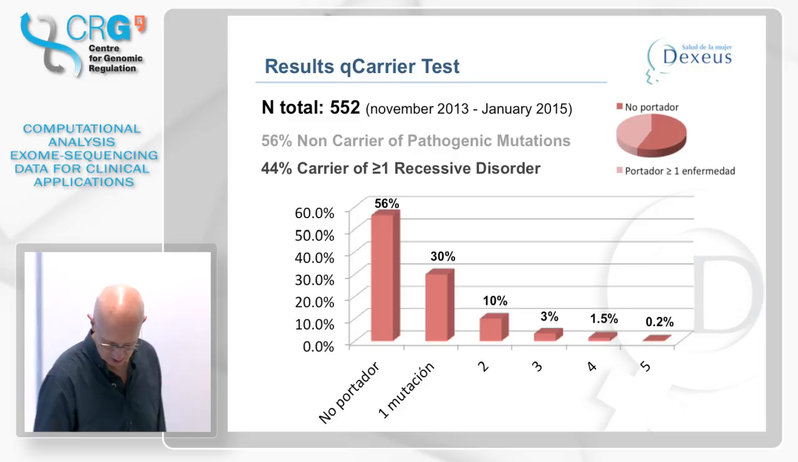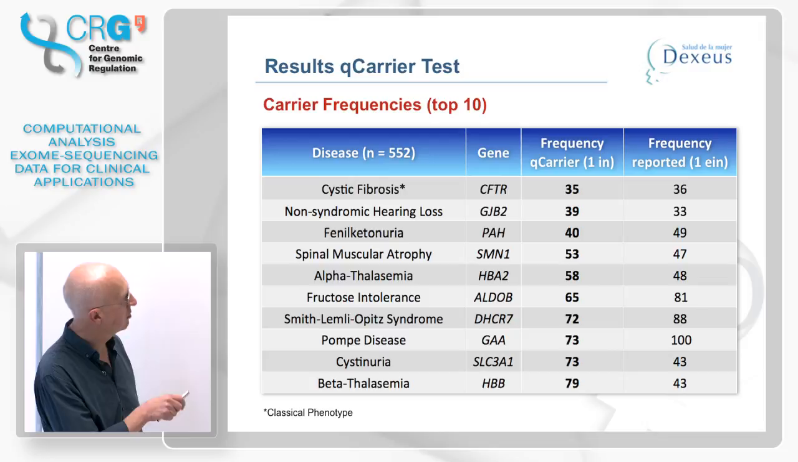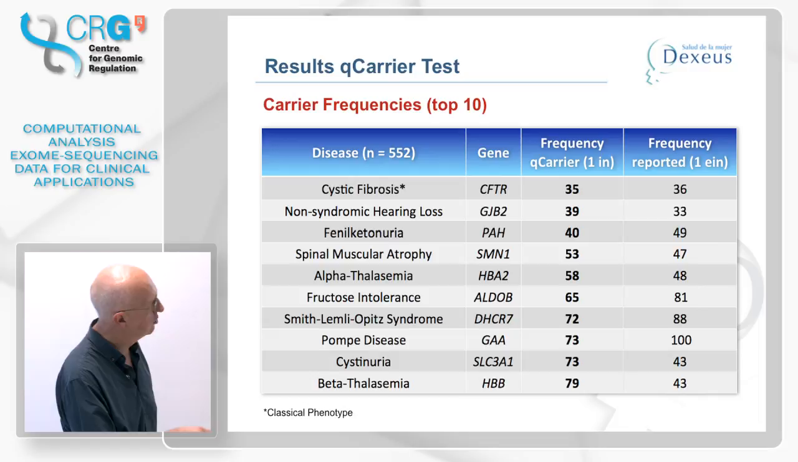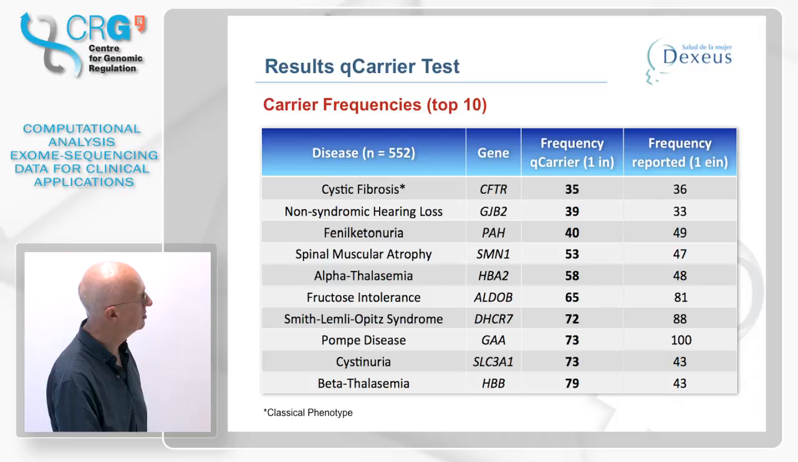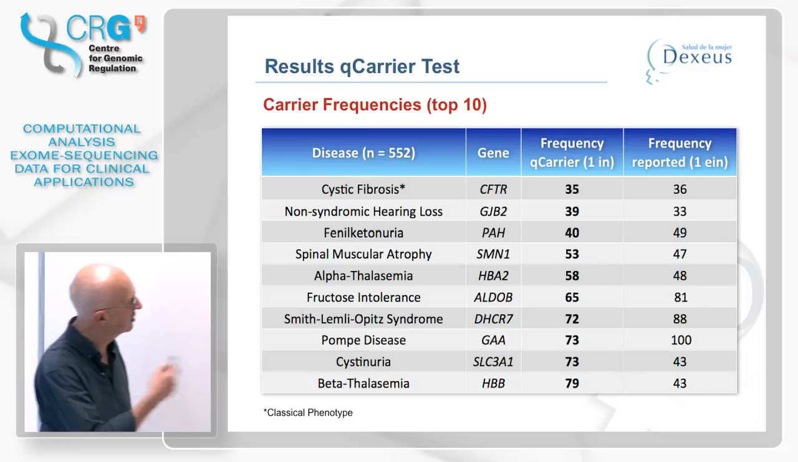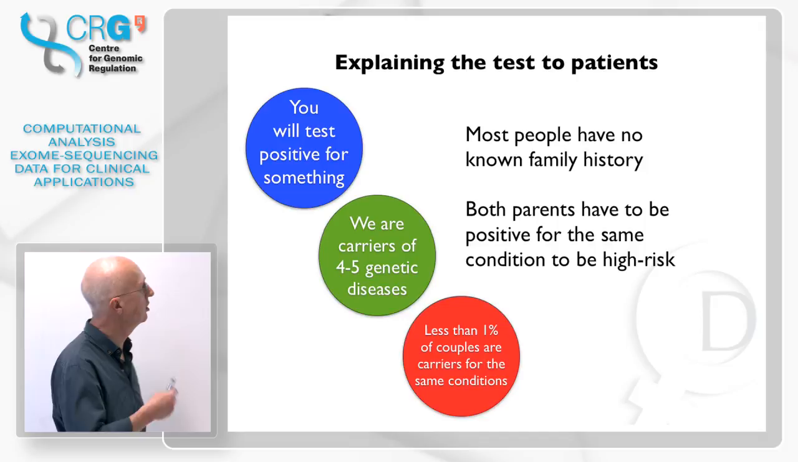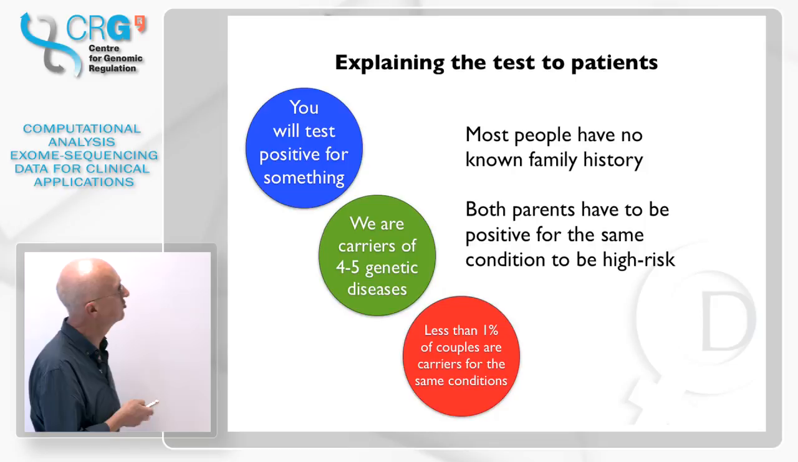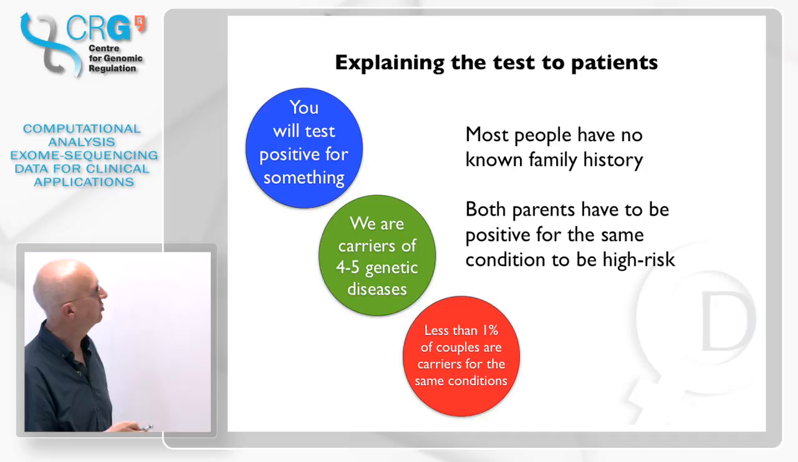So the carrier frequencies that were detected through this screening were quite similar to what has been reported in the literature. As you can see, figures do not vary much, but of course, as the number of cases increases, we will probably get a much better picture of the real carrier frequencies for those disorders. So one of the important issues is how we translate this information to the patients.